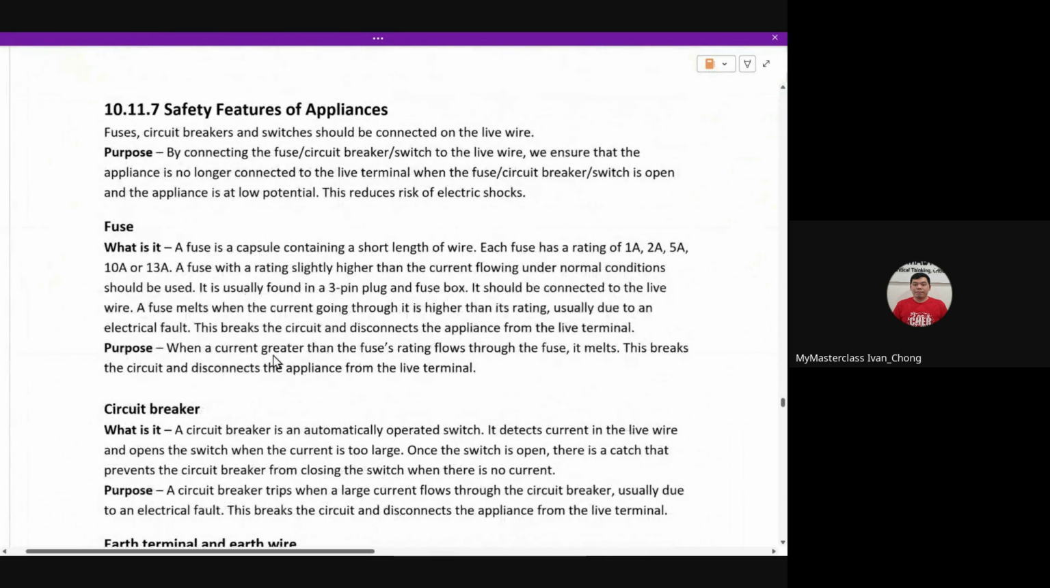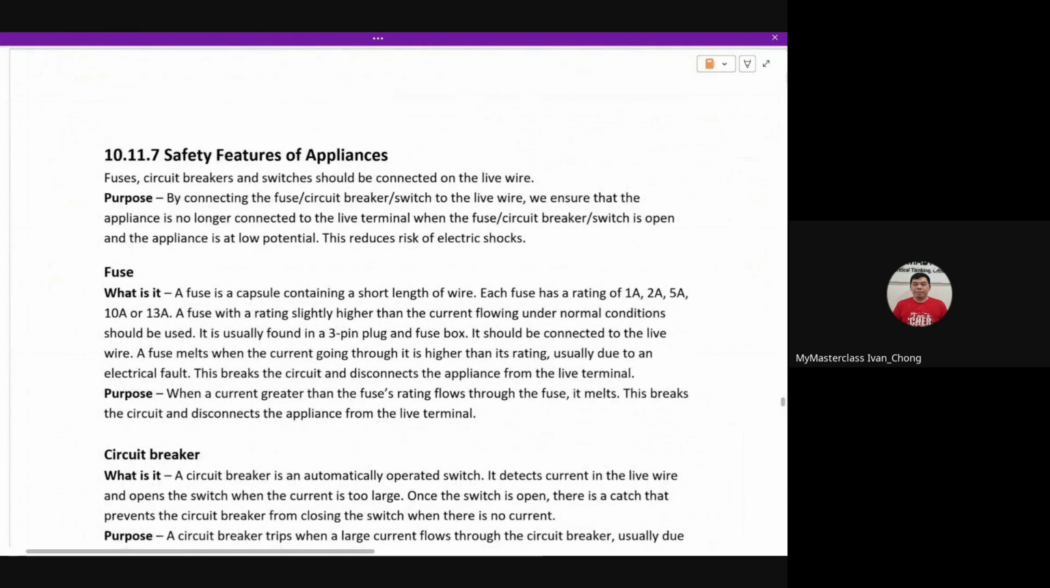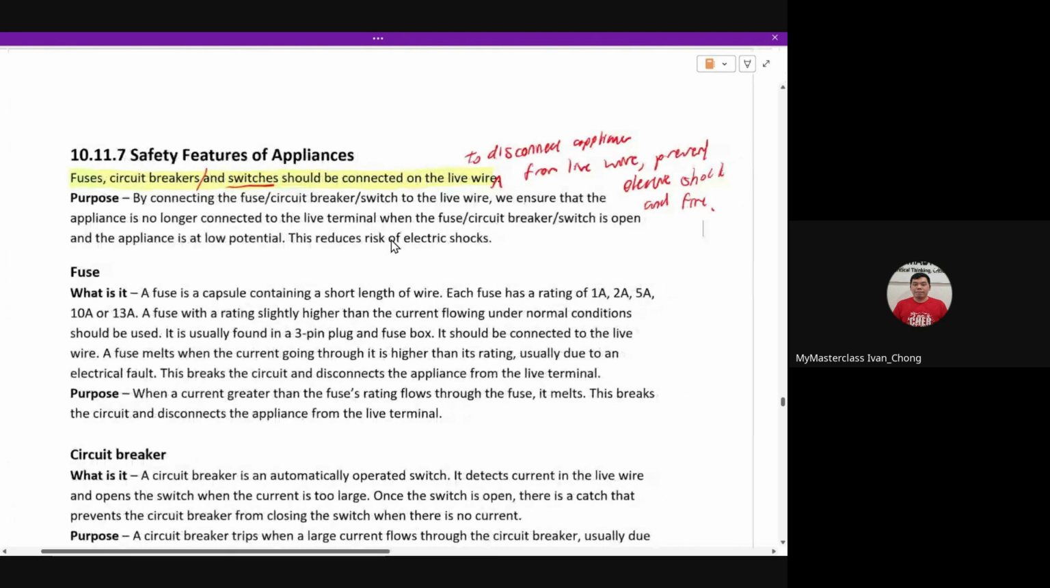Then next is your safety features. Because you notice that all of electricity is so dangerous, right? So what can we do to protect ourselves? Now, we always connect all your safety features. Switch is not a safety feature. These are all your safety features. They are added to disconnect the appliance from the live wire, and prevent electric shock and fire. Okay, so basically you want to always disconnect from your live wire itself.